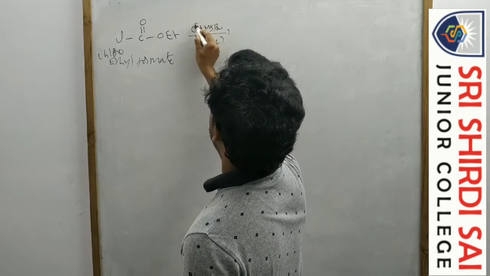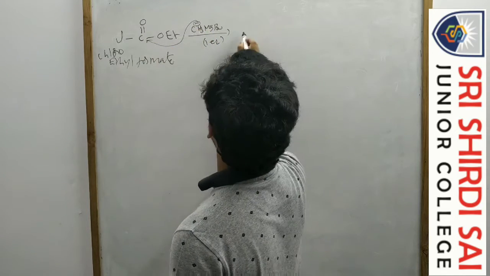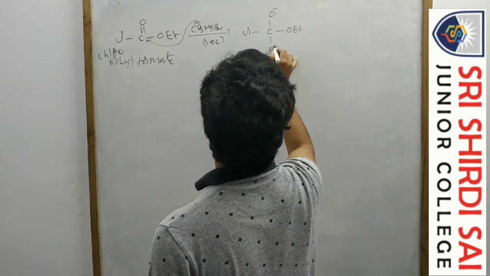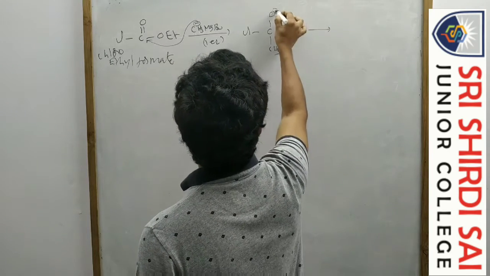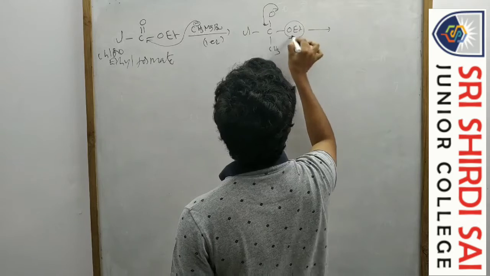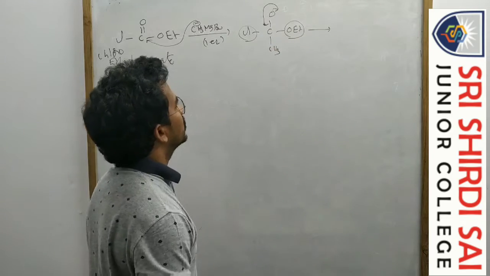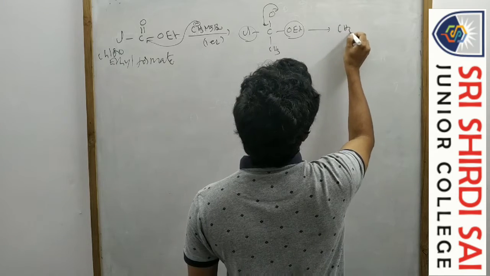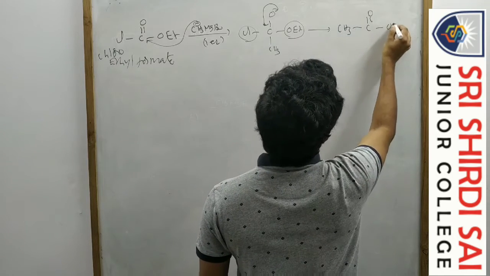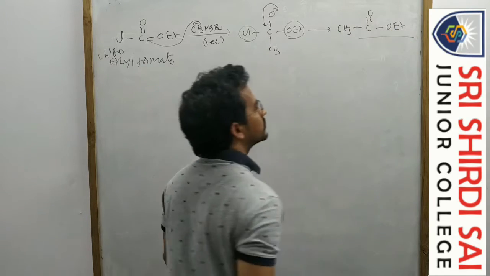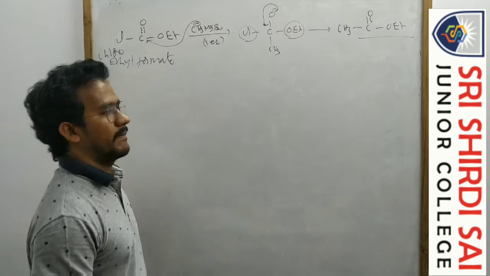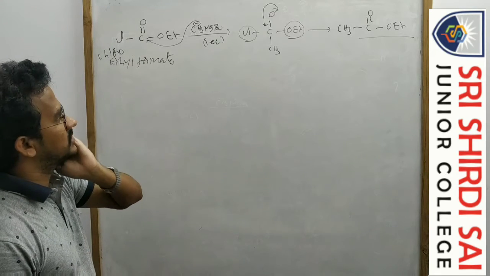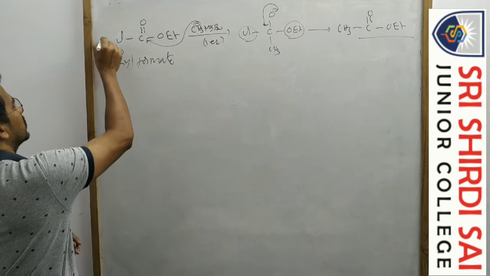Now this CH3 minus attacks the positively charged carbon, giving Cl, O minus, OEt, and this methyl. Next step, reformation of the pi bond. Between these two, which is a good leaving group? Cl minus is a good leaving group. So Cl leaves, giving CH3, C double bond O, with the ester. This is the product with one equivalent, because Cl is a good leaving group. That is one example.